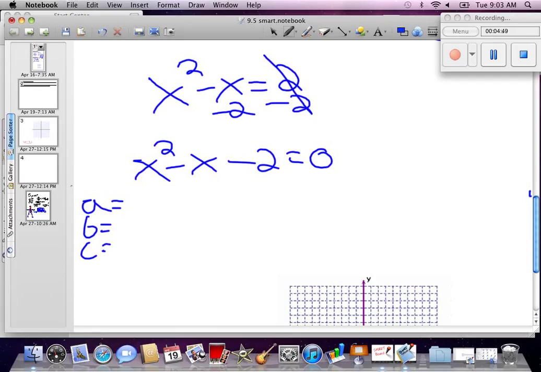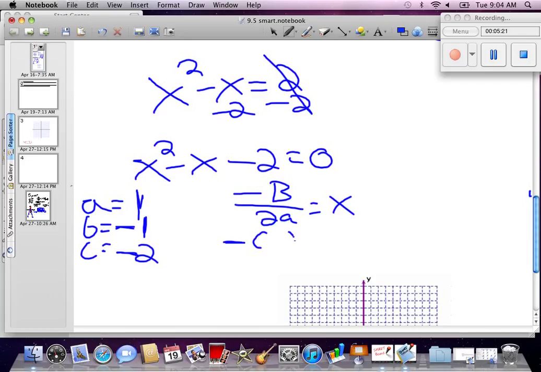Okay, where is a? We've got ax squared plus bx plus c. What is in front of x squared? What is in front of x? b is negative 1, and c is negative 2. Okay? Then, ladies and gentlemen, we're going to plug it into negative b over 2a to find the x value, or my axis of symmetry. So it's minus a negative 1 over 2 times 1. So I'm going to get that x equals 1/2.